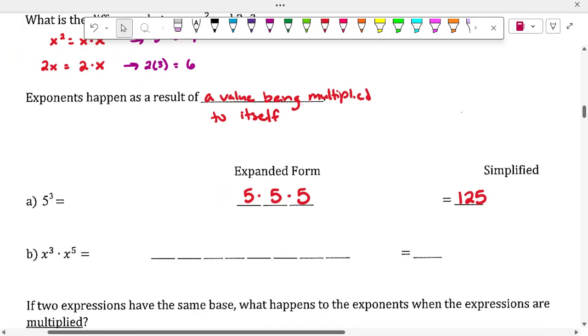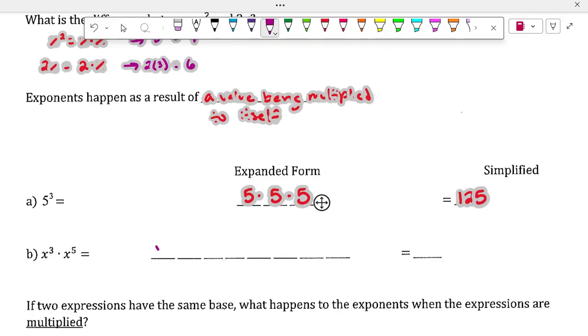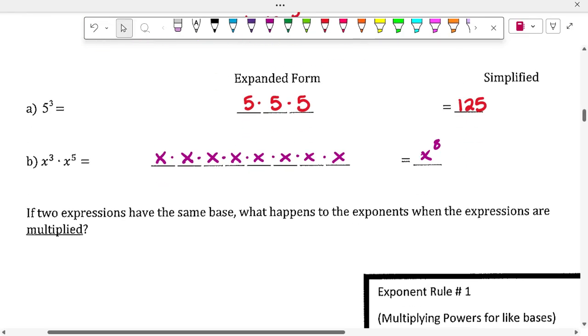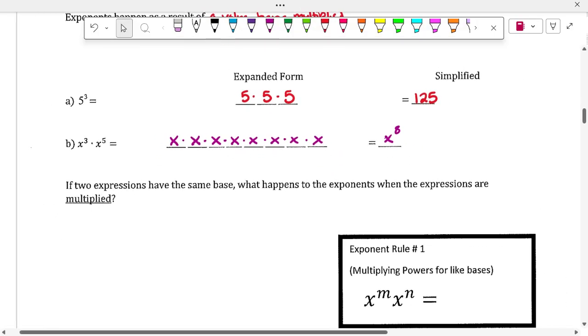All right. So x cubed times x to the 5th. So expanded, how many x's is that? So we have 3 x's for x cubed, and how many for x to the 5th? 5. So how many x's total is that? 8. So I have the simplified version would be x raised to what power? X to the 8th. So essentially, what did we do with the exponents? We added them.